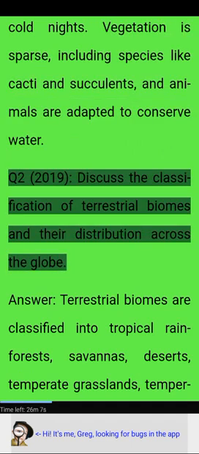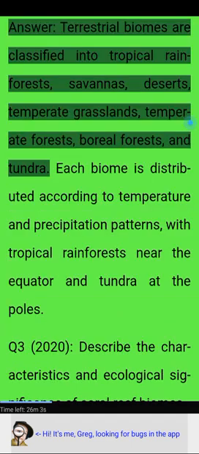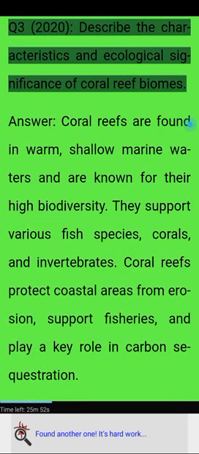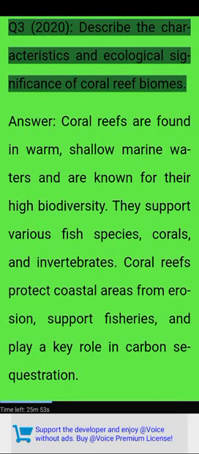Q2 2019. Discuss the classification of terrestrial biomes and their distribution across the globe. Answer. Terrestrial biomes are classified into tropical rainforests, savannas, deserts, temperate grasslands, temperate forests, boreal forests, and tundra. Each biome is distributed according to temperature and precipitation patterns, with tropical rainforests near the equator and tundra at the poles. Q3 2020. Describe the characteristics and ecological significance of coral reef biomes.